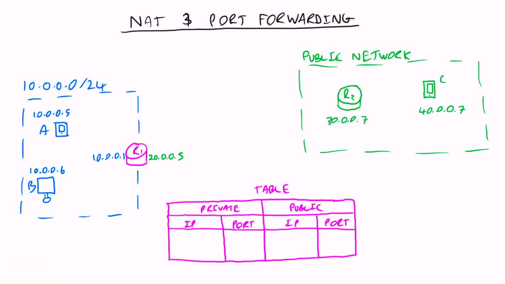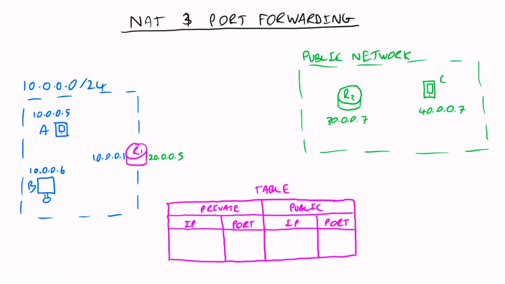Okay, so network address translation, also known as NAT, and port forwarding. I'm going to cover these together because they are very similar and basically opposites of one another. So this is a private network. This could be your network in your school. And let's say this is your device, device A, which is a phone. And this is another device, device B, which is a computer.